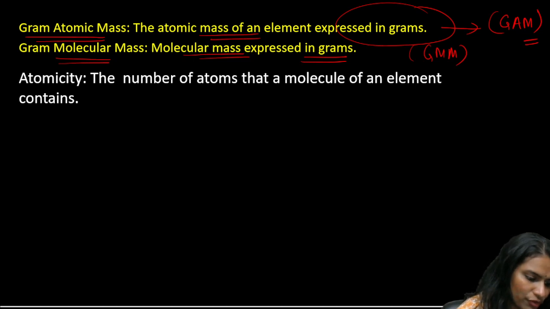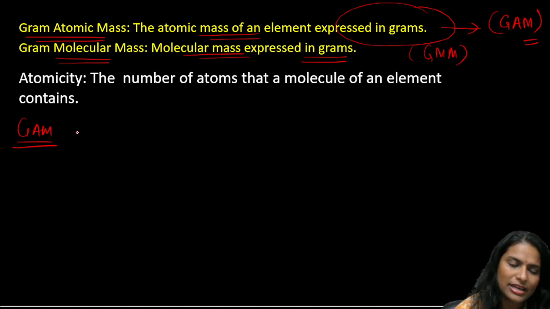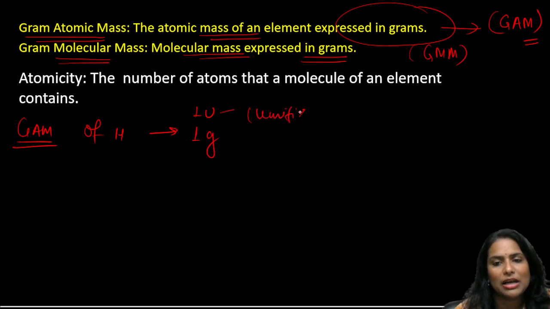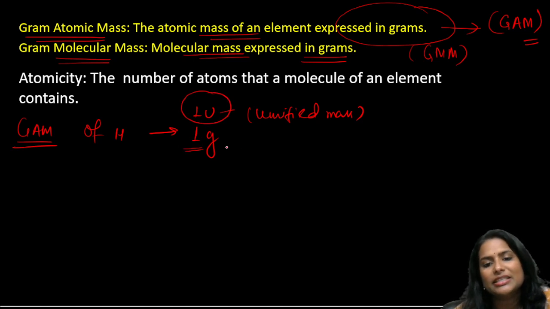Suppose for example, let us see the gram atomic mass of any particular element. Suppose I say the gram atomic mass of hydrogen, so what will it be equal to? It will be equal to 1 gram. If you say atomic mass, it will be 1 u. u stands for unified mass. Whenever this mass is simply represented in grams, you will call it gram atomic mass.